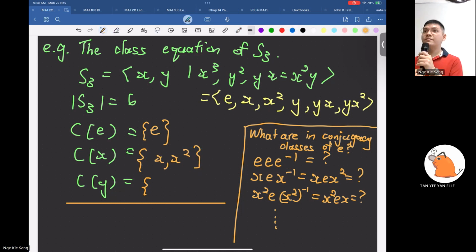What's the conjugacy class of y? Y, x, y squared. Did everyone get the same calculation or not? If not, we can check together if you want. Everyone got the same calculation?